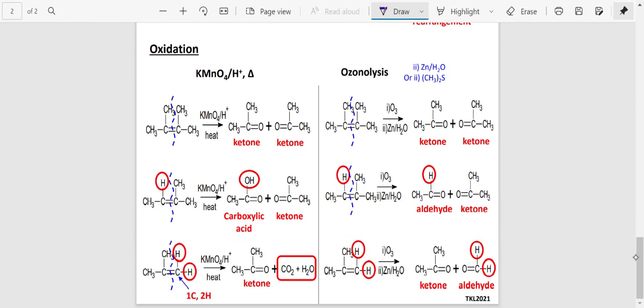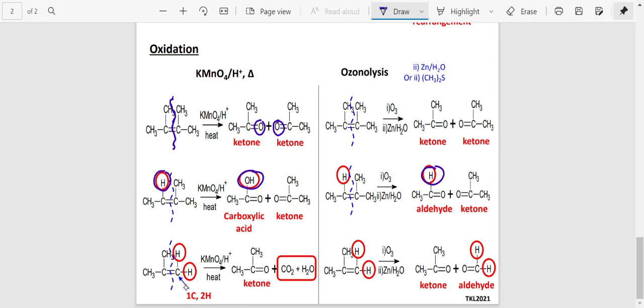Now the last one is oxidation. Oxidation is easy. You just break up the double bond and then combine with oxygen. The only thing that is different between potassium permanganate and ozonolysis is the hydrogen part. For KMnO4, it will change to OH. If it is ozonolysis, hydrogen remains unchanged.